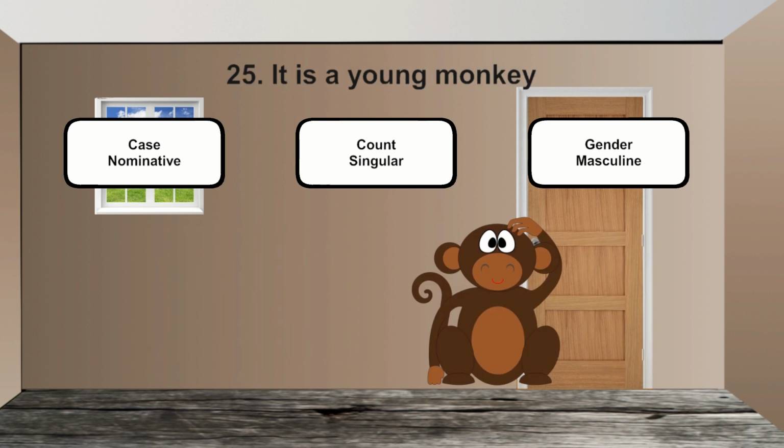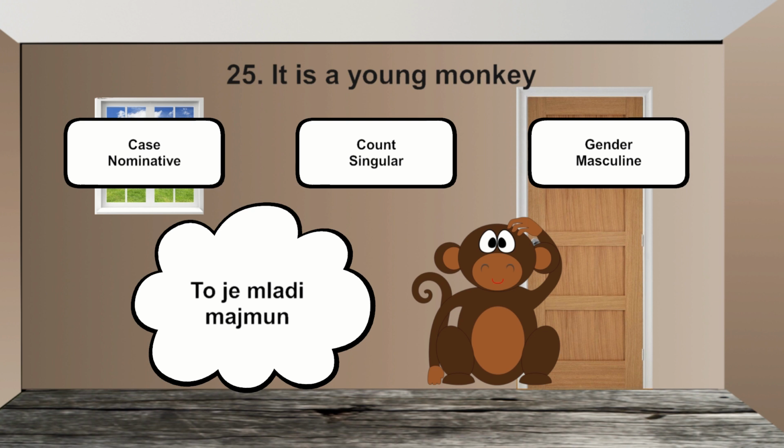Question 25. Pitanje 25. It is a young monkey. Masculine, singular. To je mladi majmun. And again, to je mladi majmun.